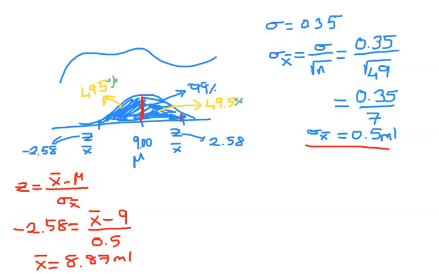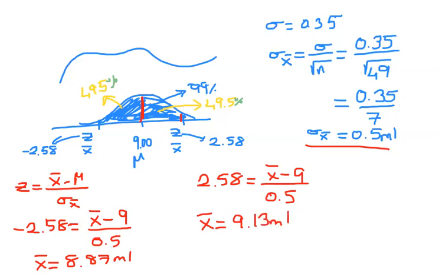Also, when you calculate the right side, you will see 2.58 equals x bar minus 9 divided by 0.5. When you do cross multiplication and add 9 to both sides, you will end up with x bar equal to 9.13 milliliter.